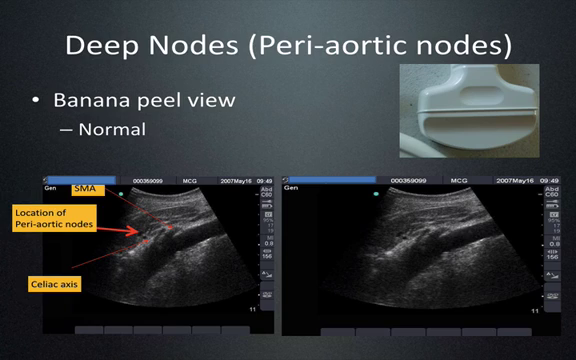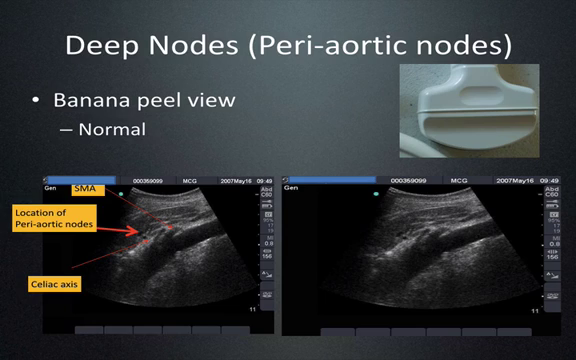Now at this point you can do one of 2 things. You can take that transducer and run it down toward the umbilicus and toward the bifurcation. Lymph nodes will occur right above the aorta and will wink at you as you go past them. You can also turn the transducer longitudinally, which is the way I like to view the lymph nodes, and you'll see what we call the banana peel view.